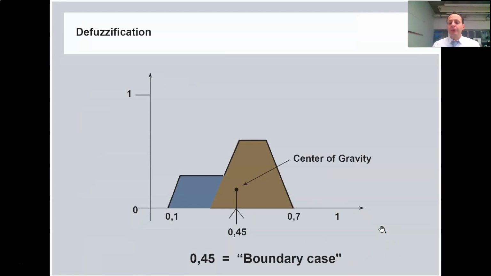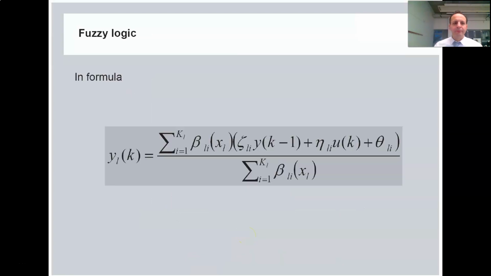And then in order to have a numerical value, you defuzzify your fuzzy sets using, for example, the center of gravity rule, and so you obtain the case of a boundary value, 0.45, which says that perhaps you can have or not the reliability of granting a loan.